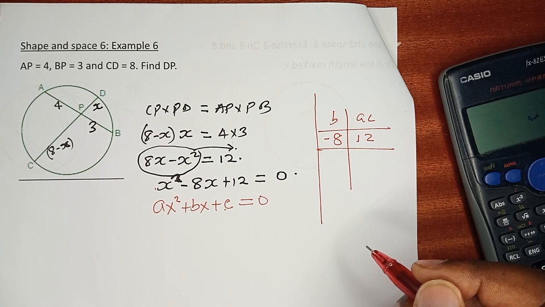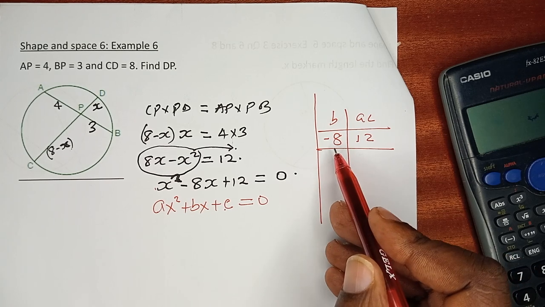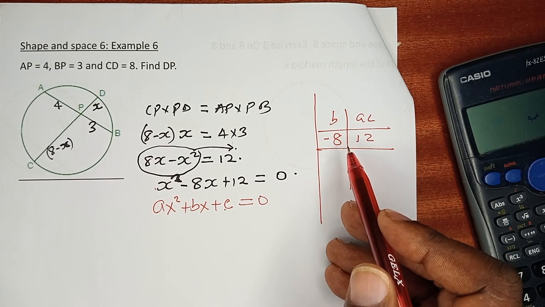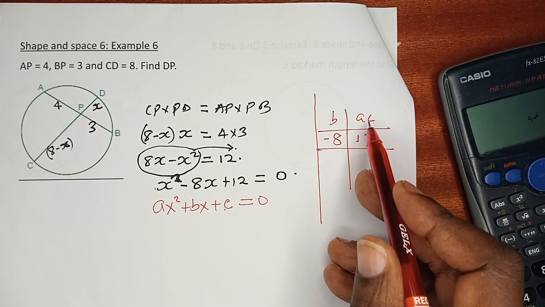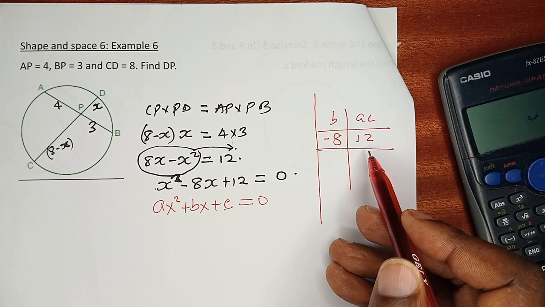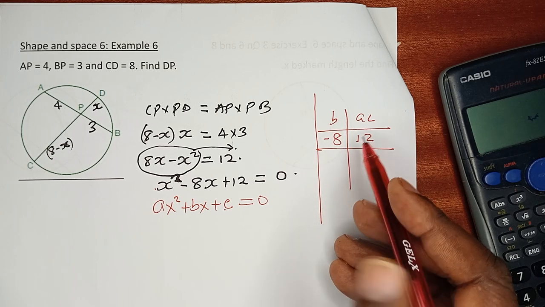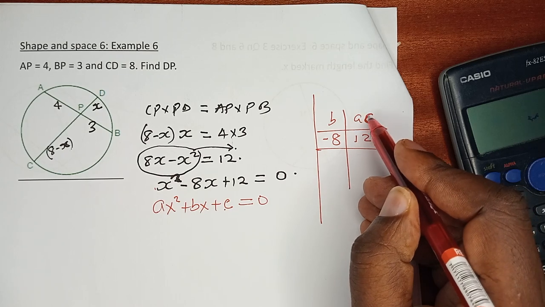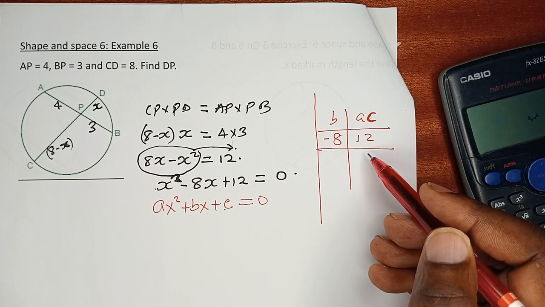And then we ask ourselves two very famous questions. Which two numbers do we add to give us a negative 8, and the same numbers, when we multiply them, should give us a product of 12, which is ac? I repeat the two questions again. Which two numbers, when added together, give us the value of b, which is negative 8, and at the same time, when multiplied together, give us the product of ac, which is 12?